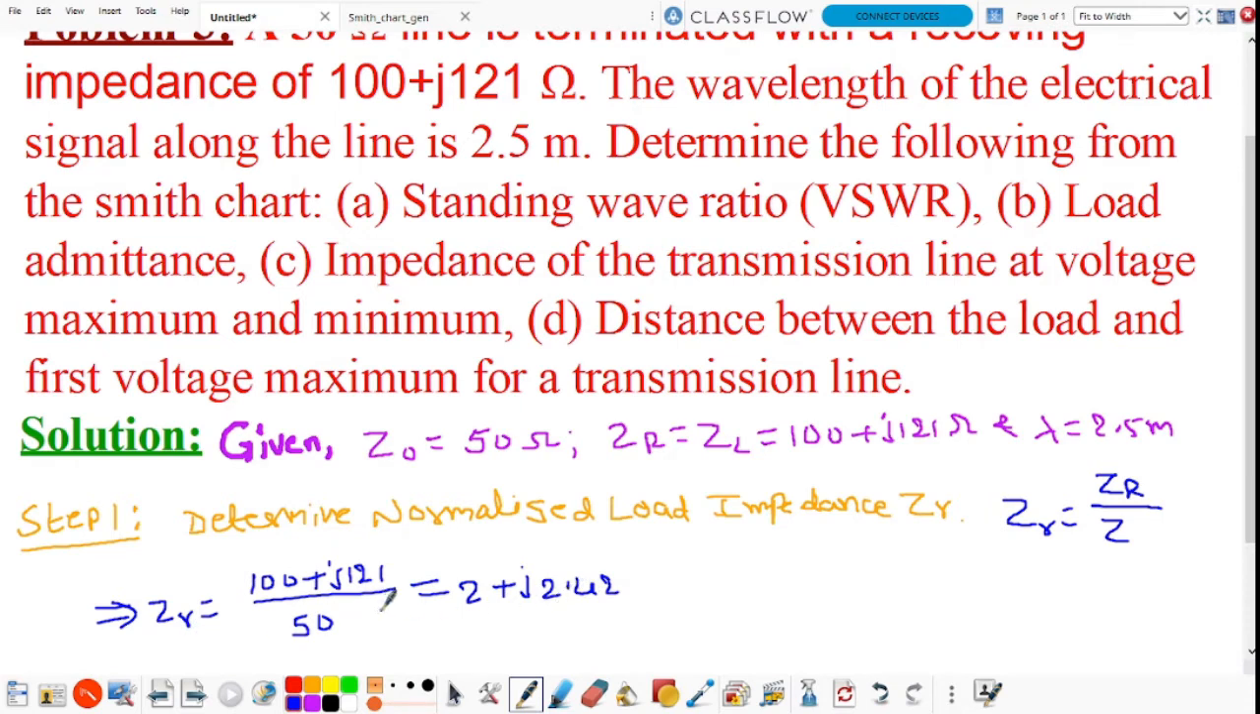So the normalized load impedance is a complex quantity. It has a real part, the resistance value, and an imaginary part, the reactance value. The real part, R equal to 2, is a constant resistance circle, and the imaginary part, X equal to 2.42, is a constant reactance circle. In the Smith chart, mark the intersection point of the R equal to 2 constant circle and the X equal to 2.42 constant circle.